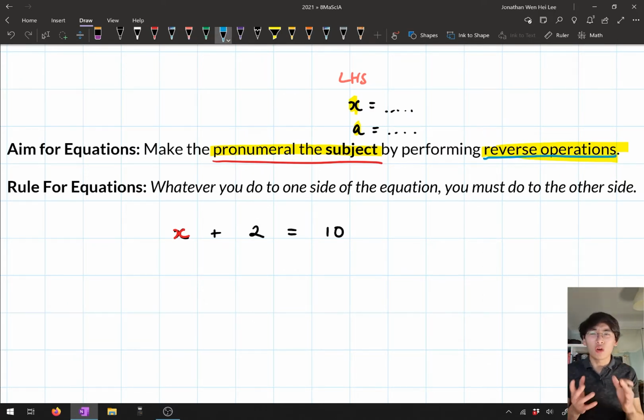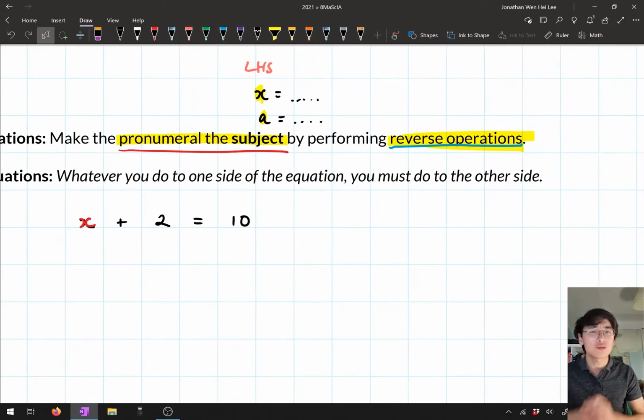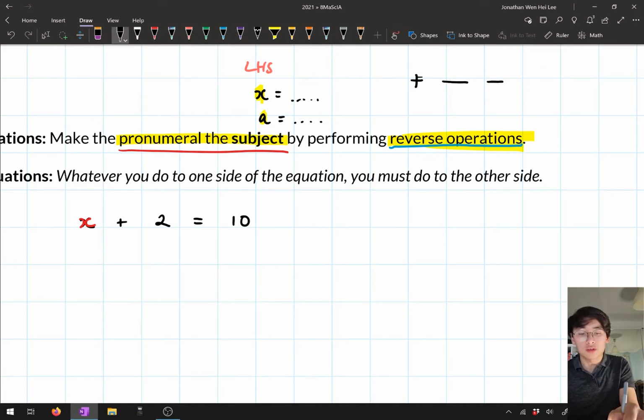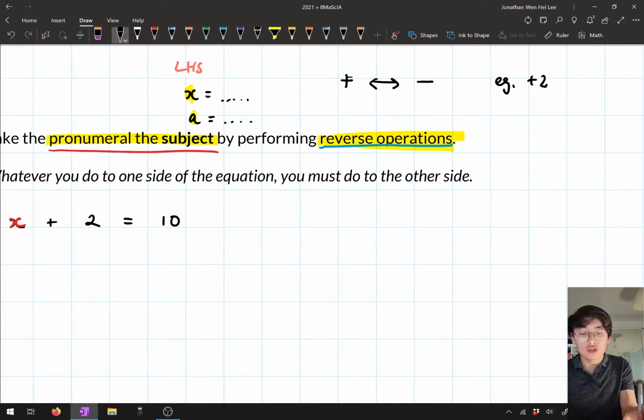What we want to do is look at all the other things that are next to our pronumeral or near our pronumeral that prevent it from being the subject of the equation. Once we've figured out what the things near it are, so what operations we need to do, we perform opposite operations, reverse operations. So here, this is where we need to remember that addition and subtraction are opposite operations. If I add 2, the opposite of adding 2 would be subtracting 2. So let's say I have 4 apples and I add 2 more apples. If I want to get back to the original, all I need to do is subtract the 2 apples.